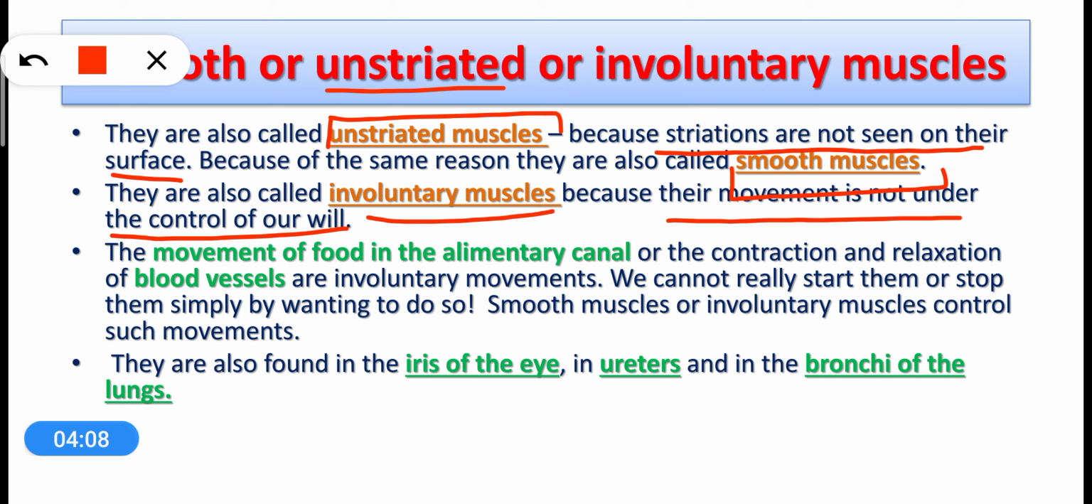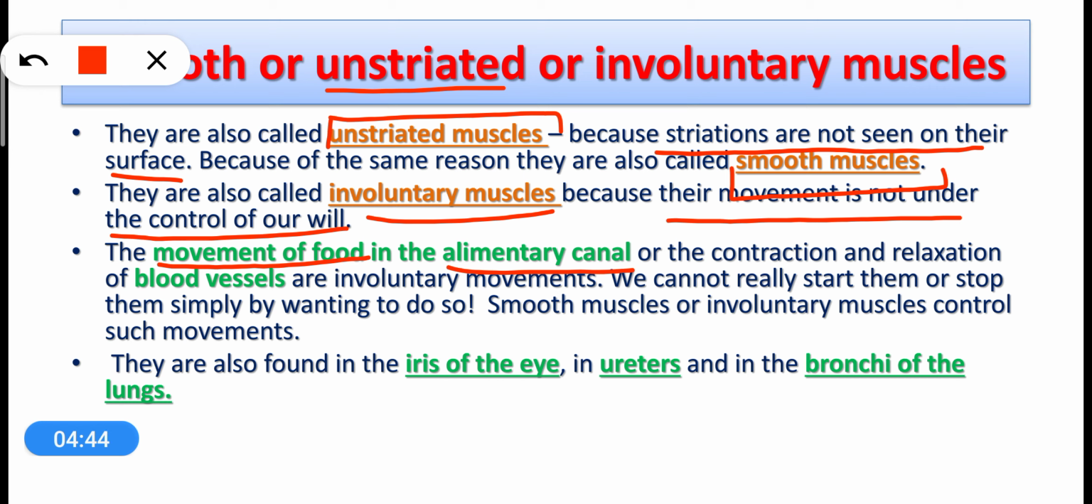In our body there are multiple structures which keep moving, or which move without even our will, right? For example, we talk about movement of food in the alimentary canal, means inside the esophagus, inside the stomach, and inside our intestine. So the movements of the esophagus, stomach, and intestine, these all are caused by the smooth muscles, because in the wall of the esophagus, stomach, and intestine there are smooth muscles, right?